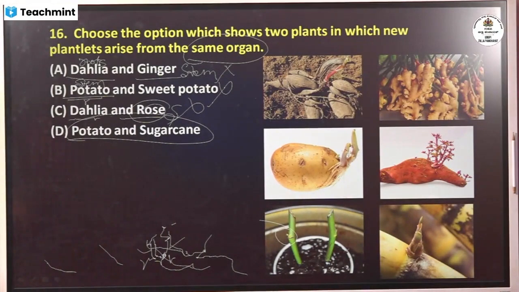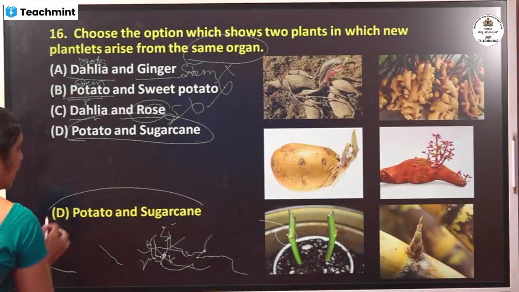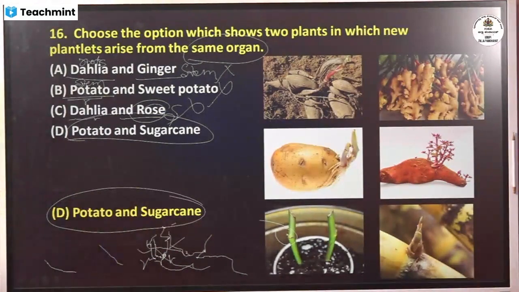We are supposed to find the two plantlets which arise from the same organ. So the right option over here is potato and sugarcane. Potato and sugarcane is the right option.